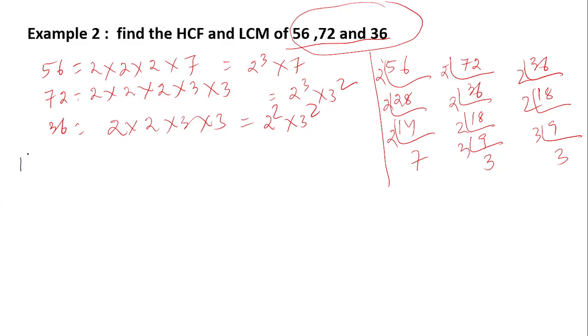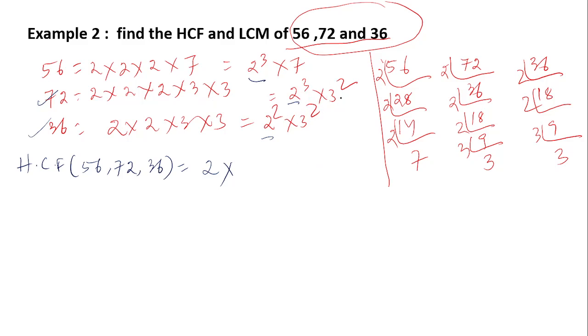According to the definition, what is HCF? So HCF of 56, 72, and 36 is equal to, according to the definition, we need to write all the common factors. 2 exists here and 2 also exists in all of these three prime factorizations. So we need to write 2 as a common prime factor. 7 is not a common prime factor because 7 is not present in the prime factorization of 72 and 36. So we don't need to write 7.